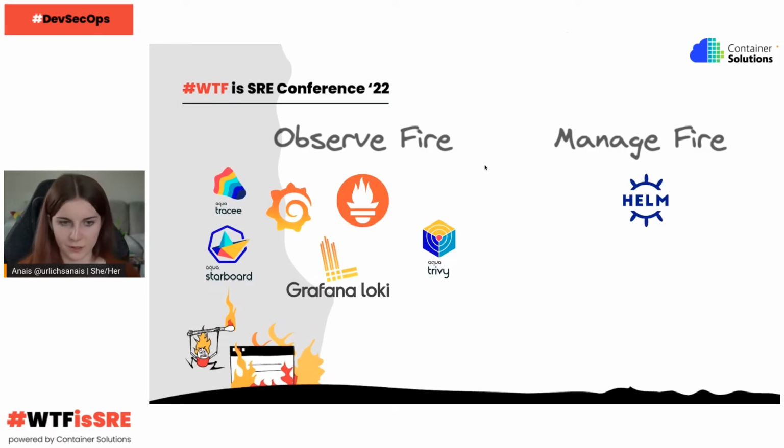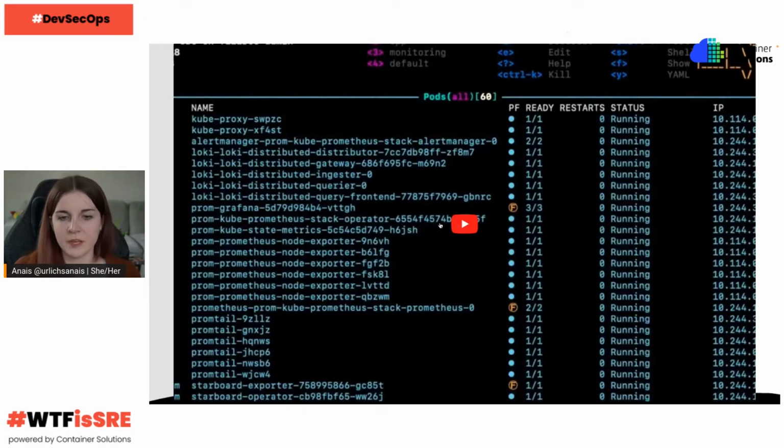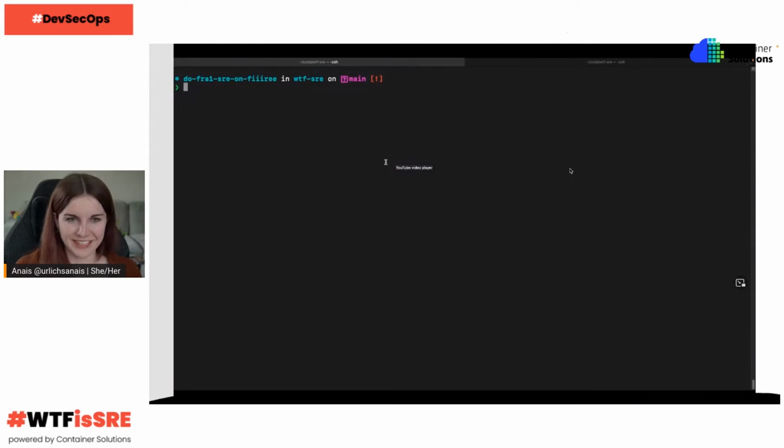Now, I want to go to the next slide. This is the slide that I was looking for before. So these are the tools that are going to be part of my demo. Well, Trivy I just showed you, but I basically set up a Kubernetes cluster with those tools to show you how you can integrate security-related tools into the normal observability stack that you would be using. So this is the main demo.